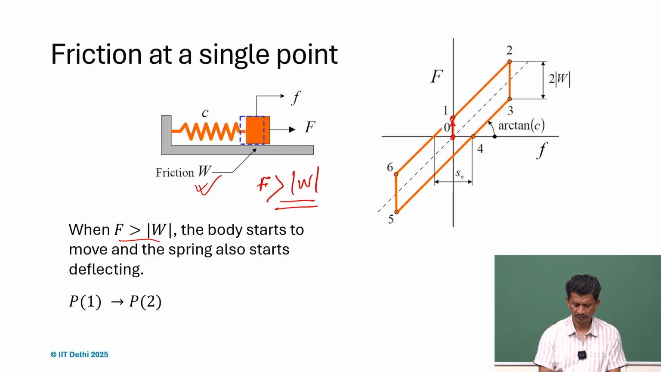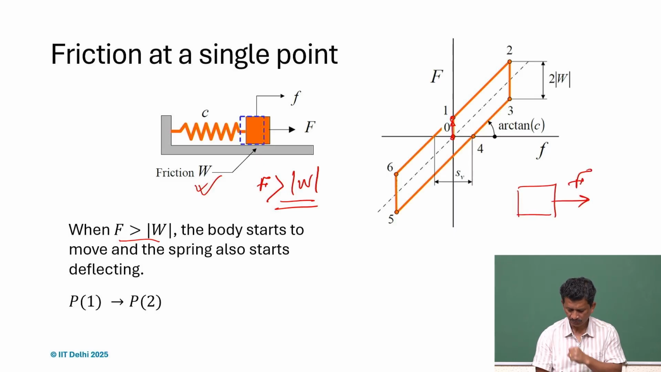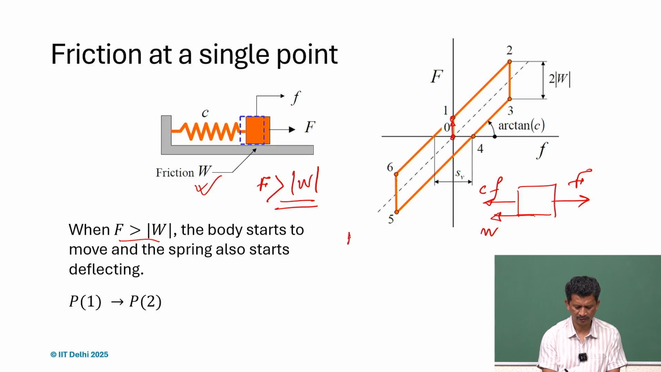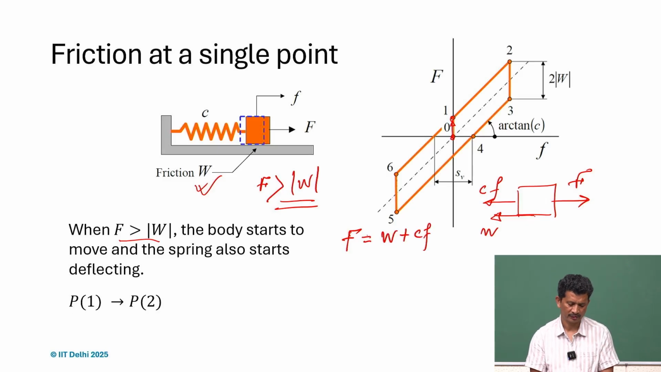And if we try to make the free body diagram, this is F and this is your W. And of course, then there will be deflection x and a stiffness C. So F is nothing but W plus Cx. So stiffness versus displacement.